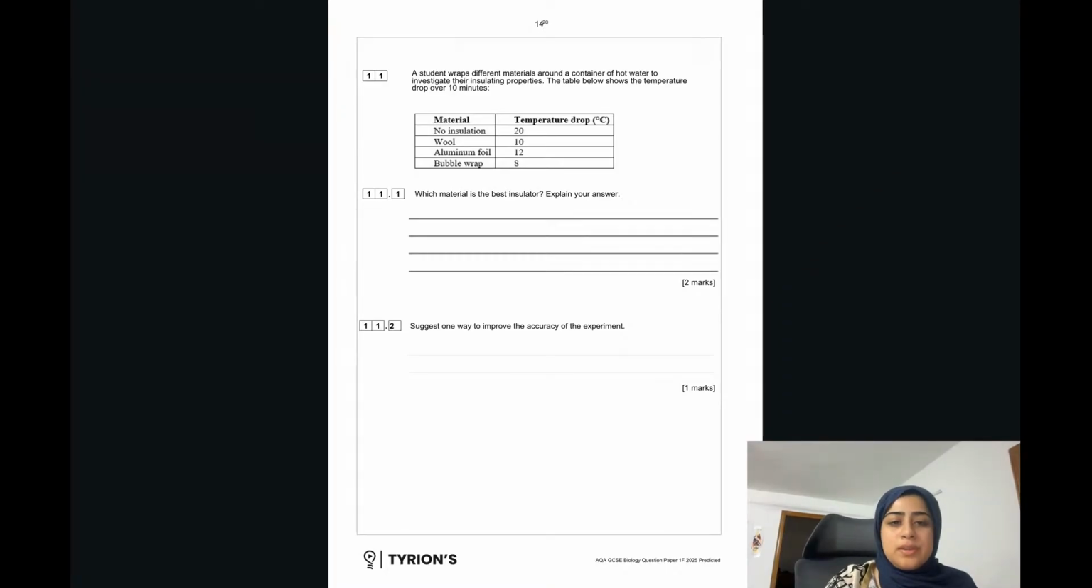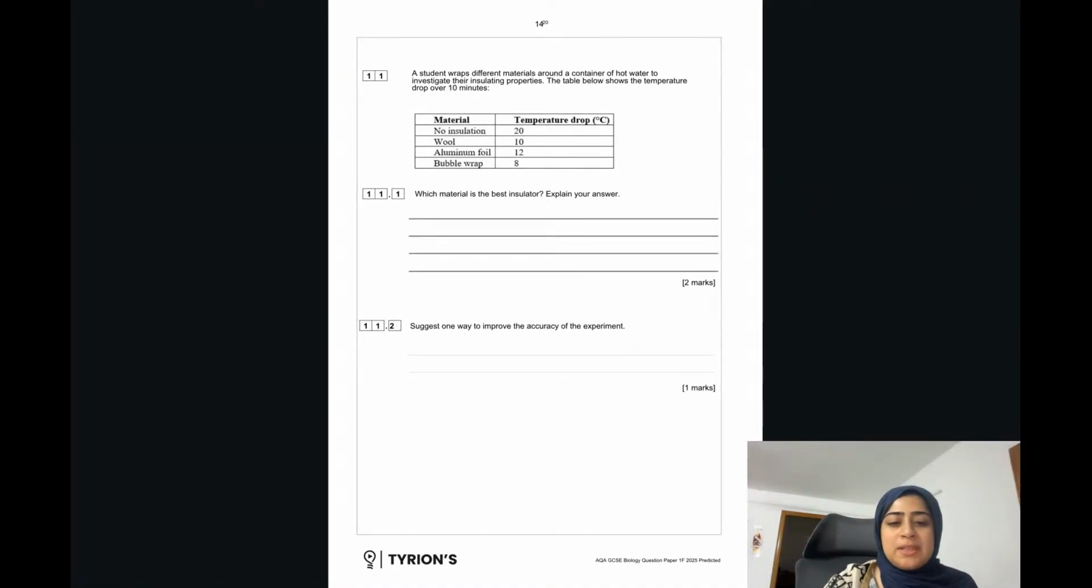Okay, last question then. So it says a student wraps different materials around a container of hot water to investigate their insulating properties. The table shows the temperature drop over 10 minutes. So which material is the best insulator? Okay, so you had a question on convection, a question on conduction, and here's insulator.